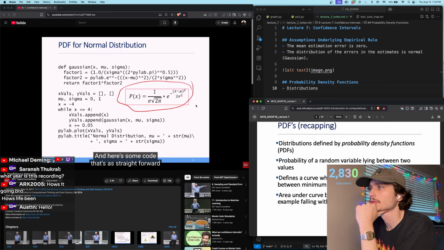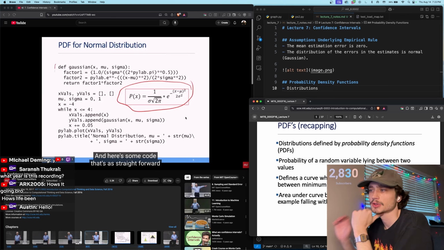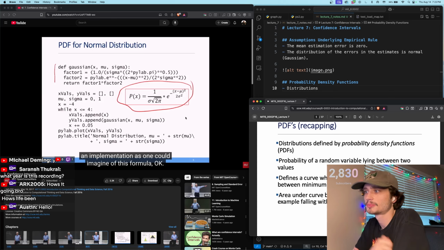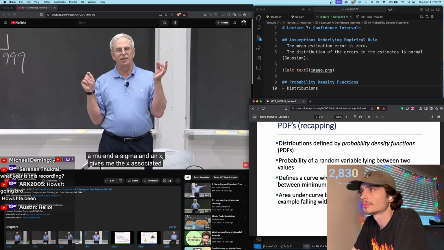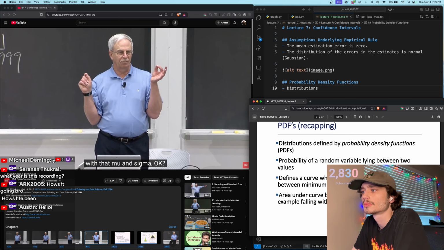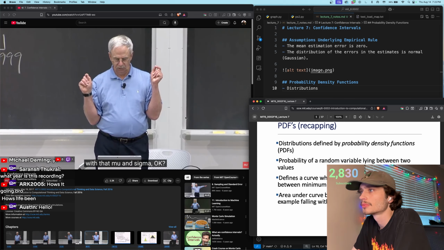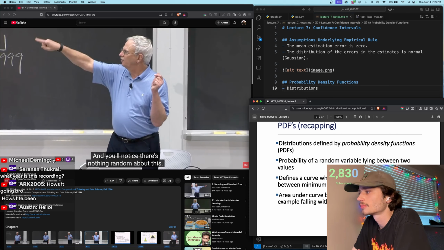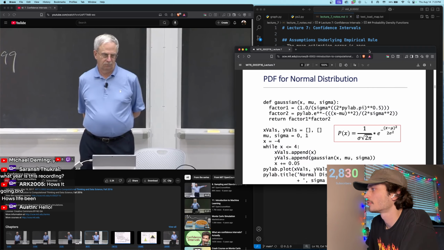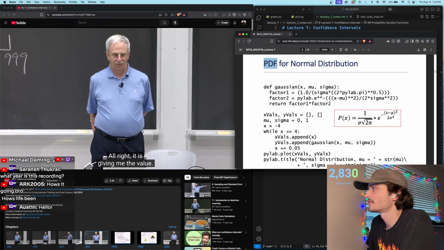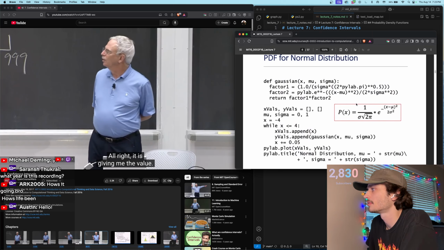And here's some code. It's as straightforward an implementation of this formula as one could imagine. Okay, so that now is a value that, given a mu and a sigma and an x, gives me the x associated with that mu and sigma. And you'll notice there's nothing random about this. So it is giving me the probability density function for the normal distribution.